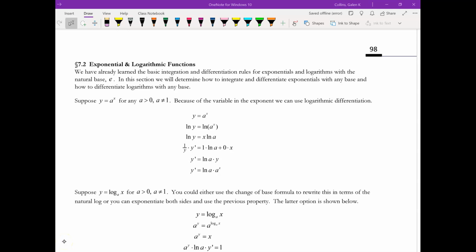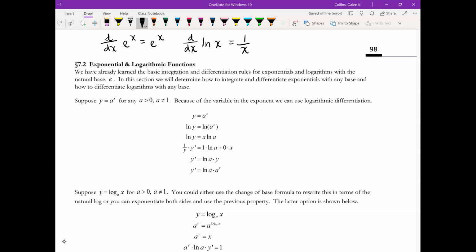Section 7.2 is about some properties of exponential and logarithmic functions. Recall that we learned in first semester how to take the derivative of an exponential and a logarithmic function with the natural base e. If we take the derivative of e to the x, we get e to the x. Or if we take the derivative with respect to x of the natural log of x, we get 1 over x. However, those derivative properties are specific to an exponential or a log with the base of e.